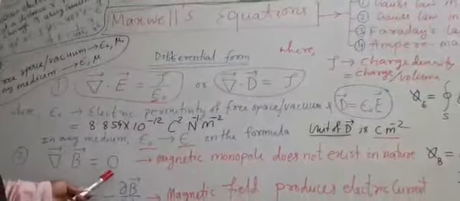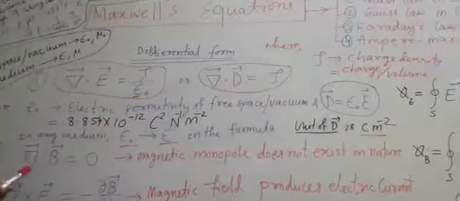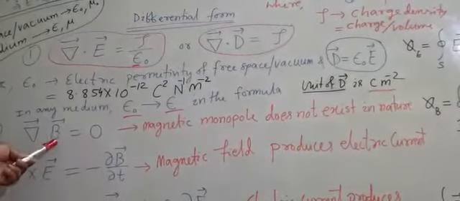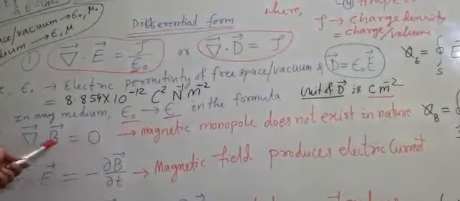Then come to the second equation. The second equation is divergence of B is equal to 0. The divergence of the magnetic field is 0.